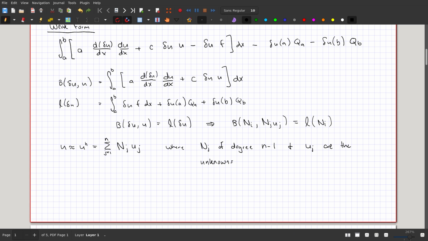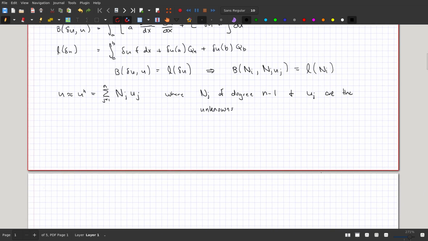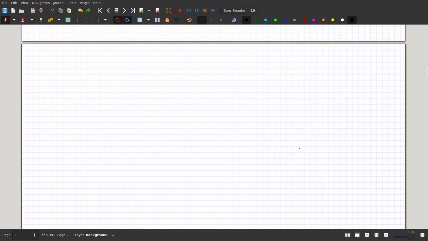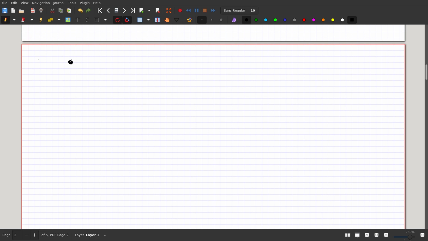And we'll see what that looks like in just a second. Before we do that, I want to point out something. Okay, let's look at our interpolated element.